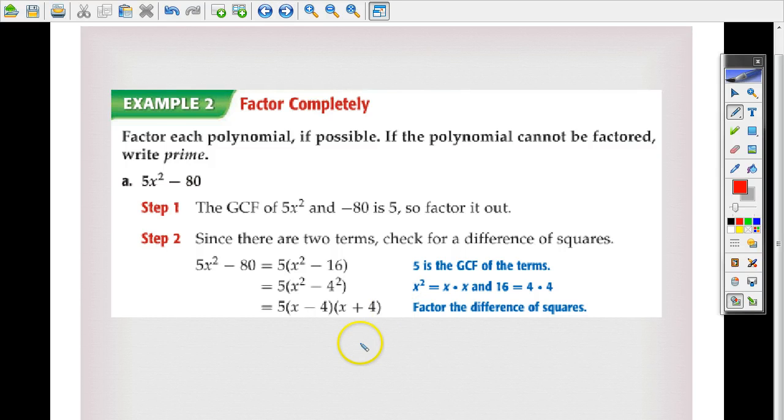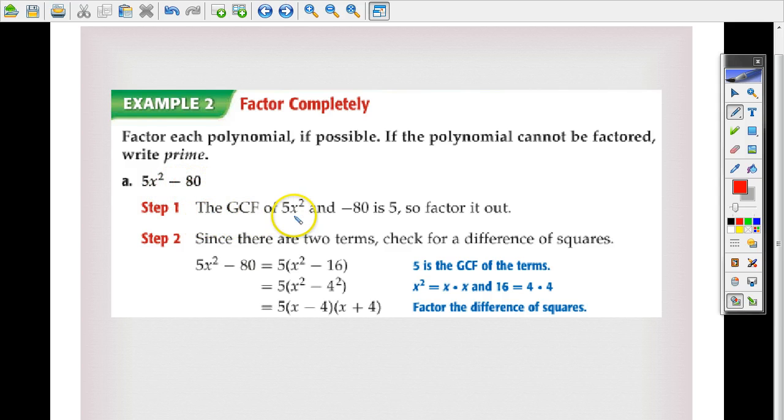Alright, here's another example. You must make sure that you completely factor each term. Alright, so factor each polynomial if possible. If the polynomial cannot be factored, write prime. So if it can no longer be factored, it's called prime. Okay, just like when you talk about prime numbers, like 3, 5, 7, those are numbers that you can't divide anymore.